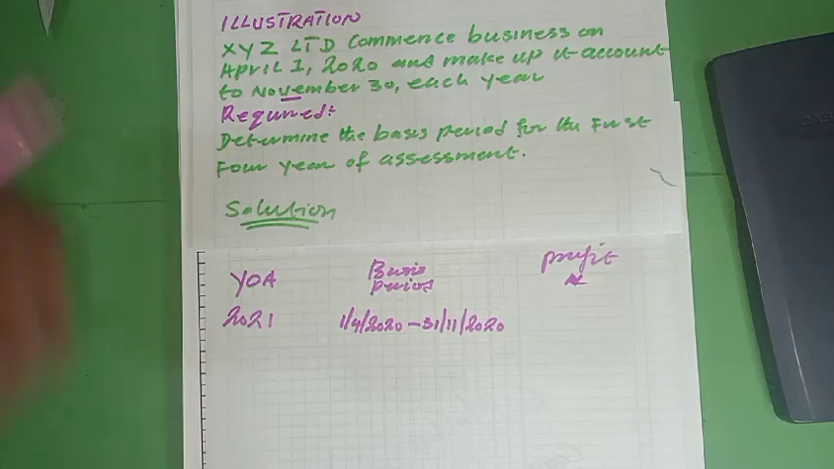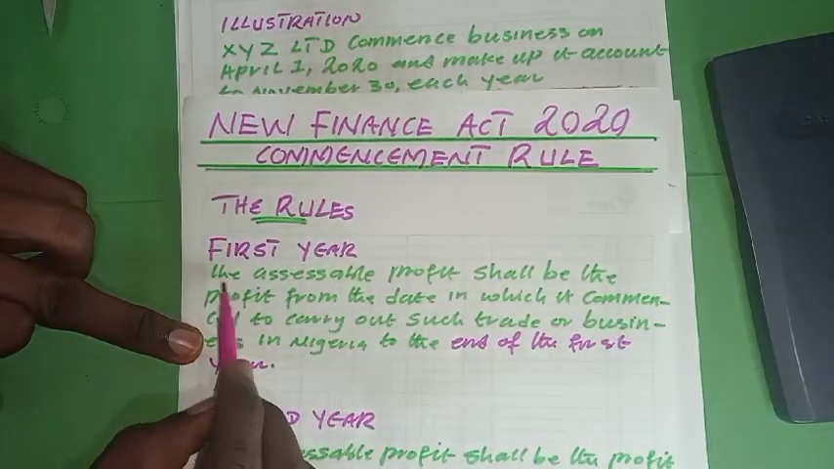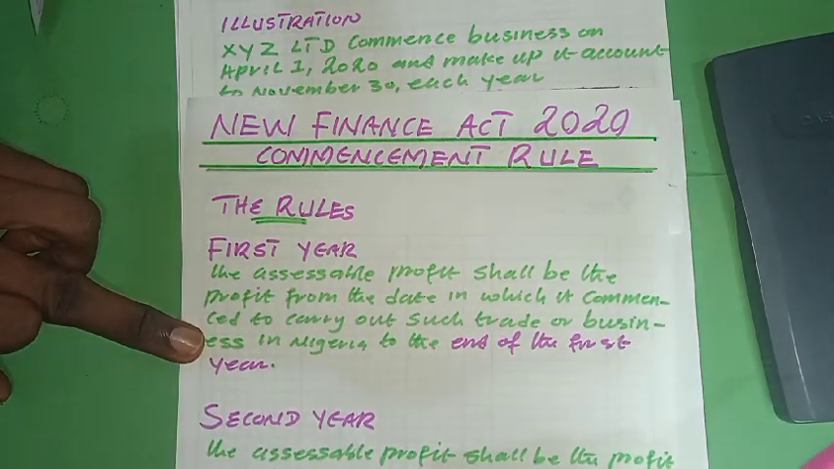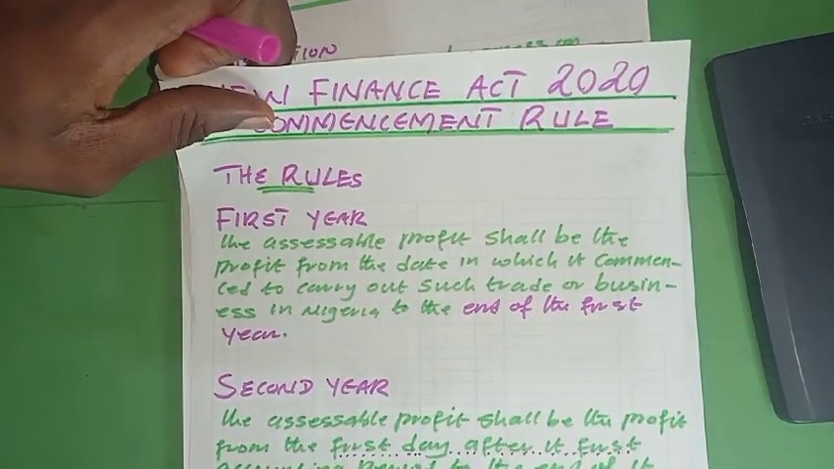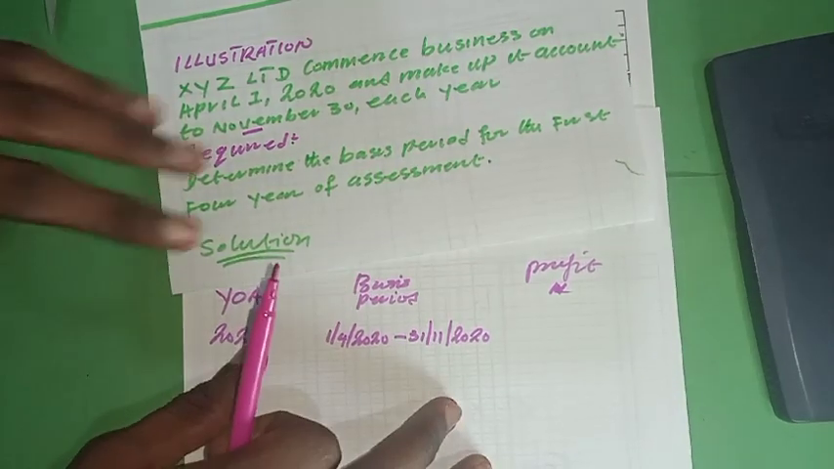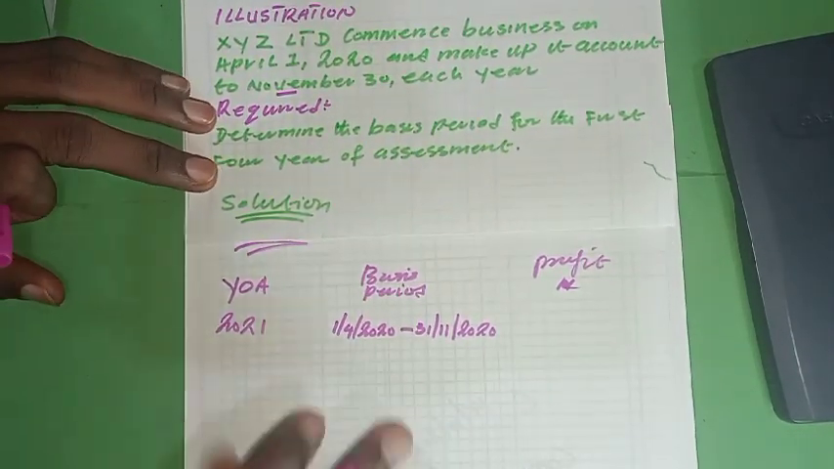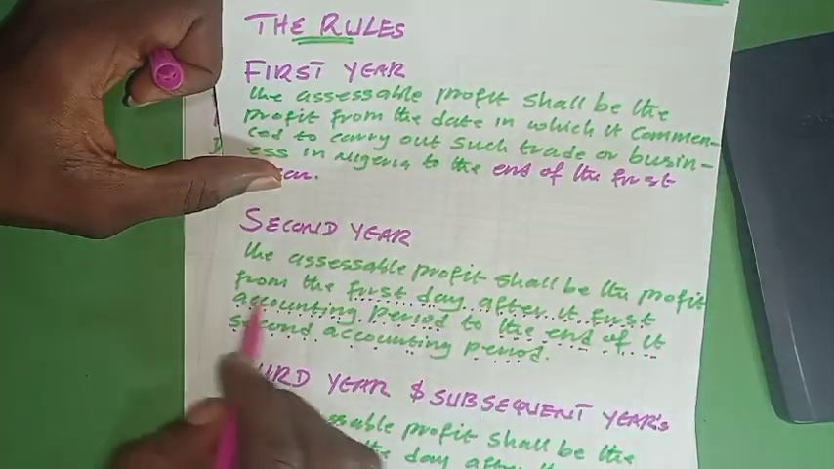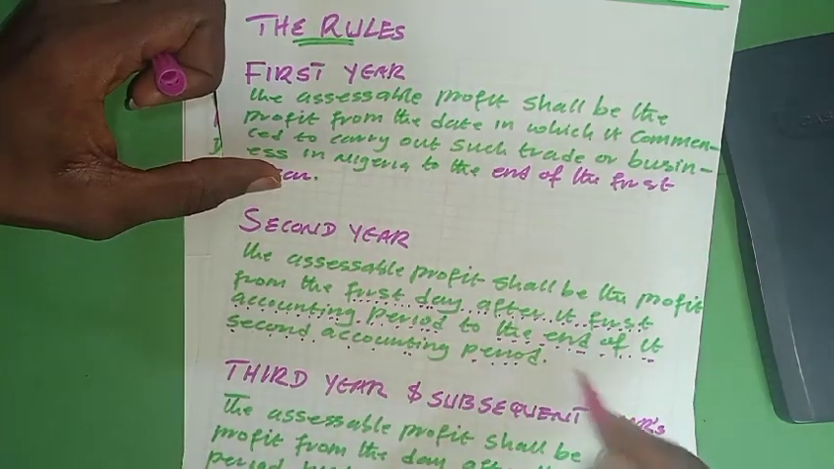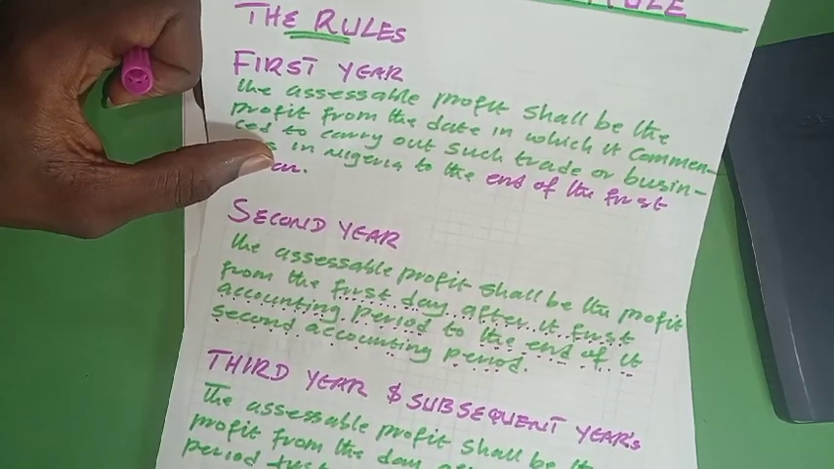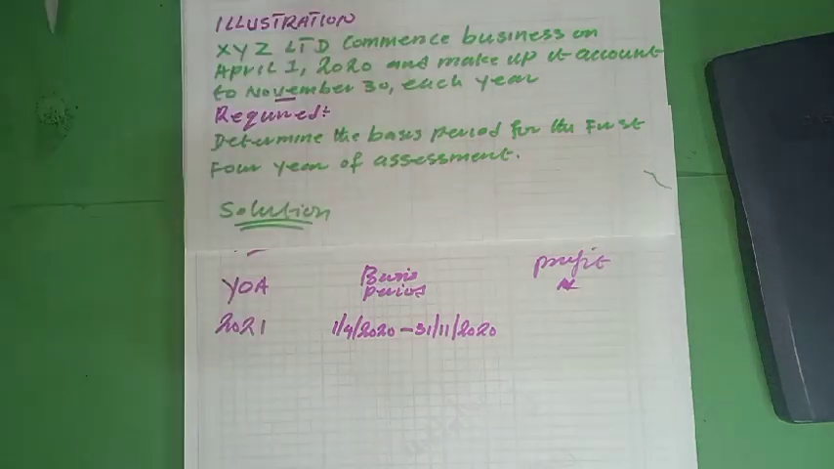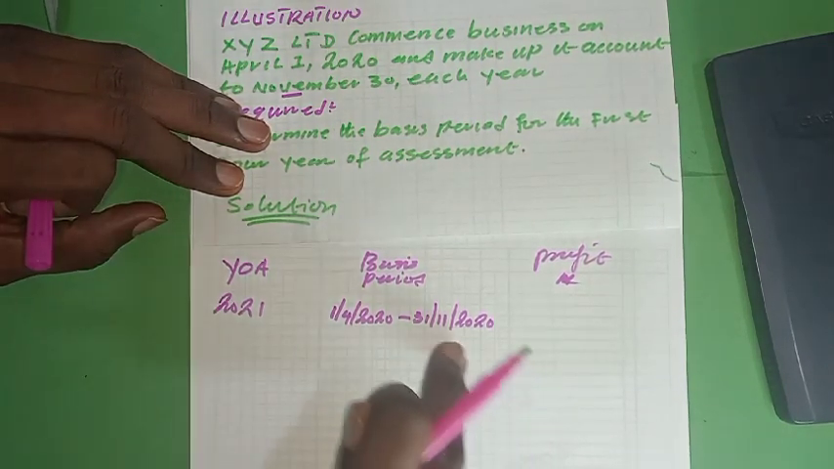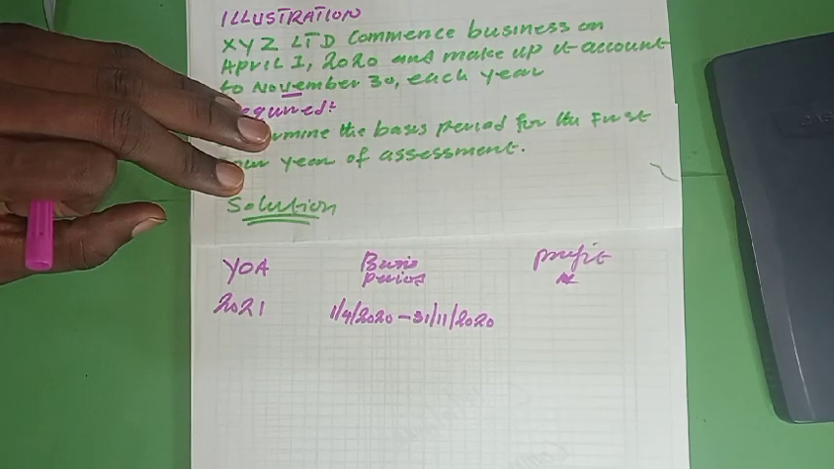Now this is the first rule here. The assessable profit shall be the profit from the date in which it commenced to carry out such business in Nigeria to the end of the first year, to the end of the first reporting year. That is this first one. Now let's go to the second one. The second rule states that the assessable profit shall be the profit from the first day after its first accounting period to the end of its second accounting period. Now, what is the day after its first accounting period? What is a day after 30th November 2020? A day after it is 1st December 2020.